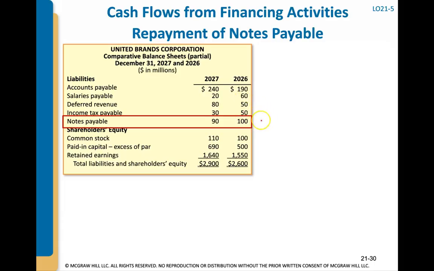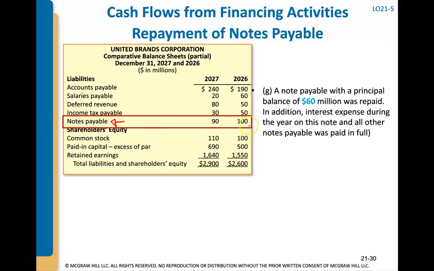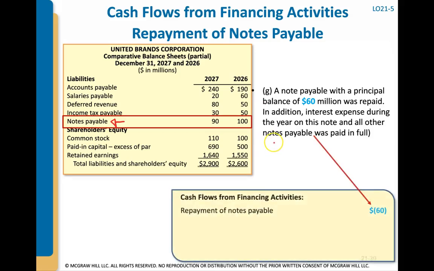So what you want to do is see that line item on your balance sheet, and here's our notes payable, and we've been told that the notes payable principal balance of $60 million was repaid. So that's going to be our first line item on our financing activities: repayment of notes payable, cash outflow of minus $60 million, or $60.